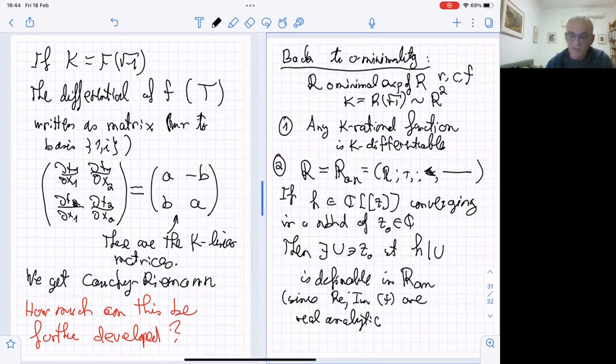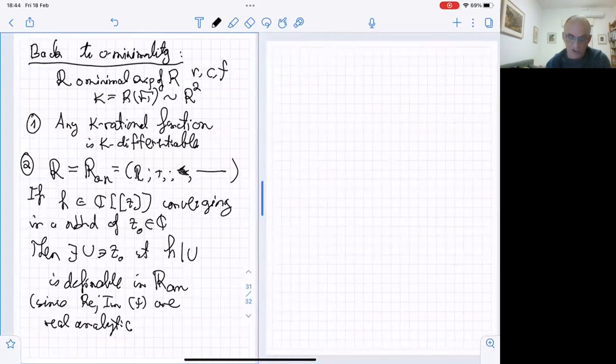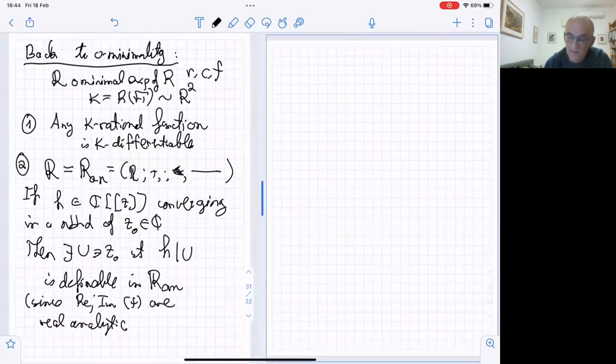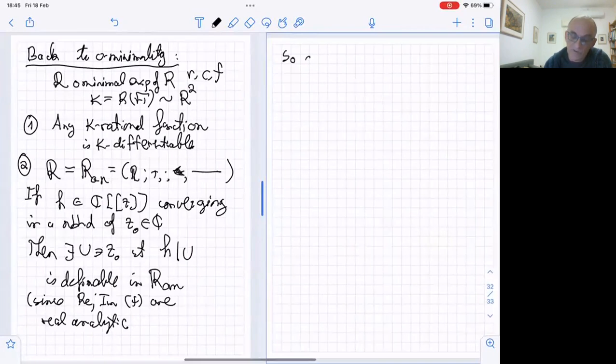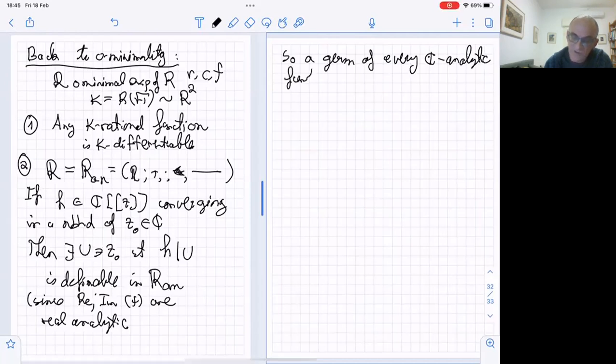So the point is, already we see that any germ, or rather, a germ of every analytic function, C analytic, right? We're talking about the classical. When I say classical, I always will mean over C. A C analytic function is definable in R sub n.